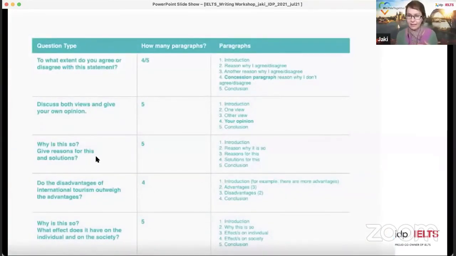Now, I really love this slide. I took it from a video, actually. I really like it because it has some of the main question types, the instructions or the questions that come up a lot. And then it gives you an idea about how to structure.